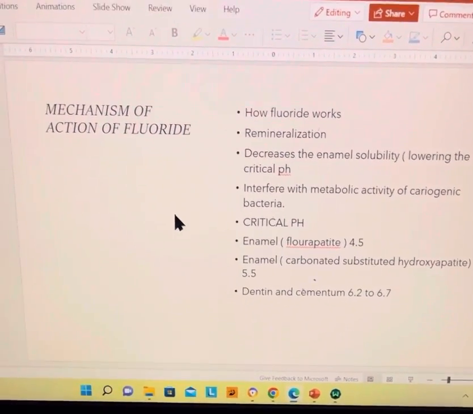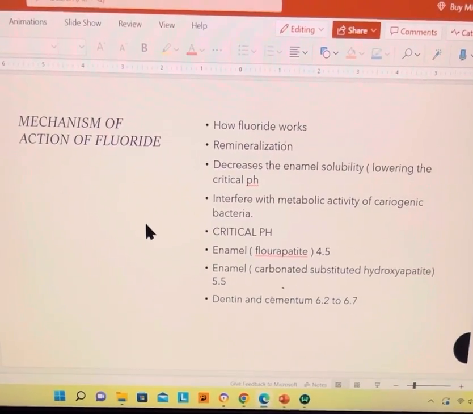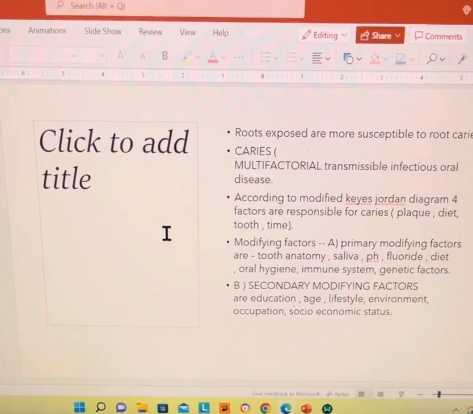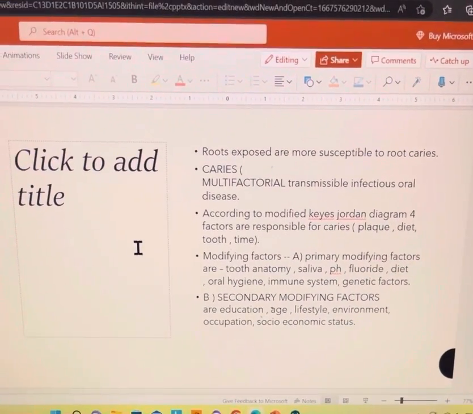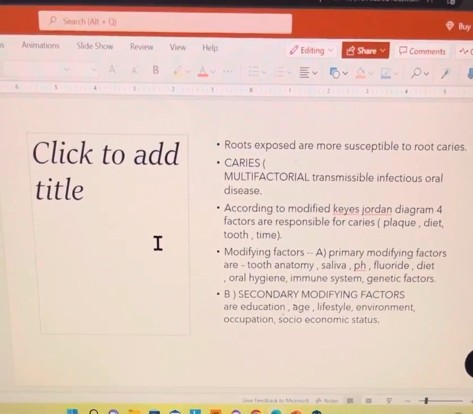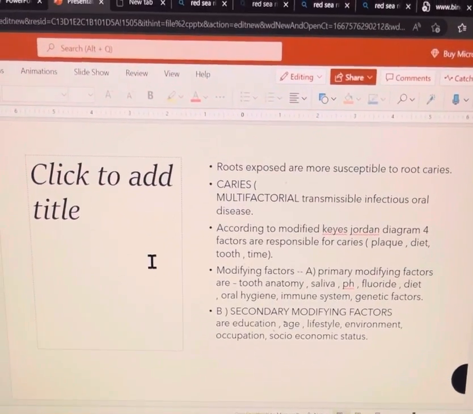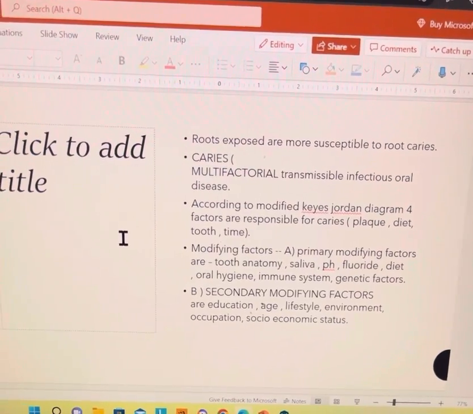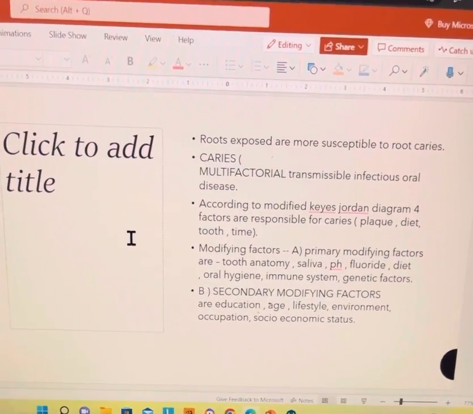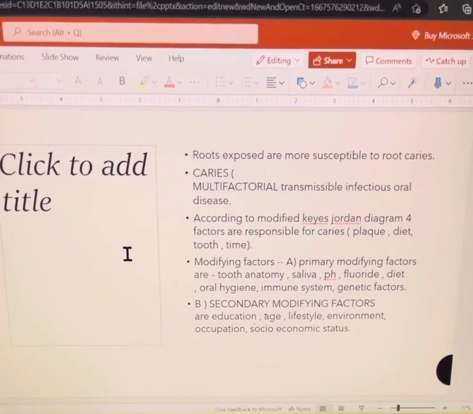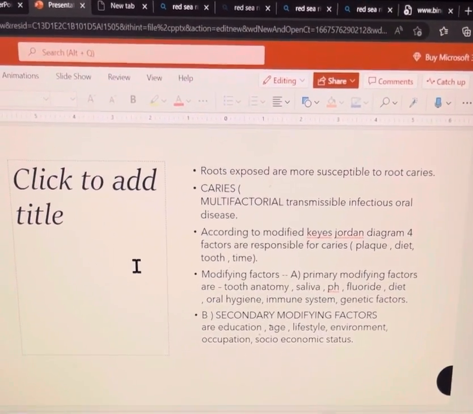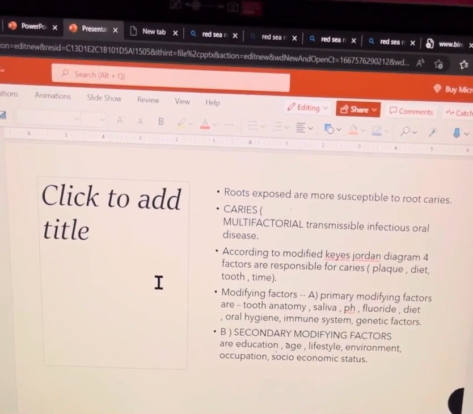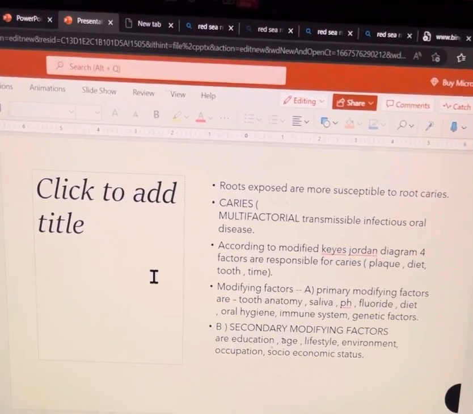So any tooth where the roots are exposed is more prone to caries. Next, how do you define caries? Caries is a multifactorial transmissible infectious oral disease. And then there is this diagram, the modified Keyes-Jordan diagram, which says there are 4 factors responsible for caries: plaque, diet, tooth, time. Please listen carefully once again: plaque, diet, tooth, and time.